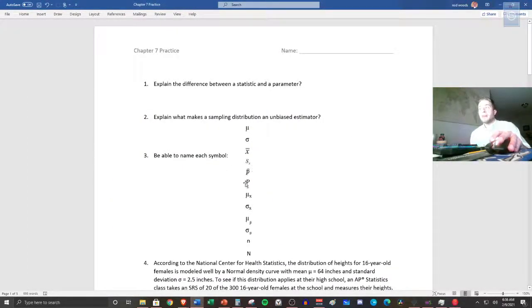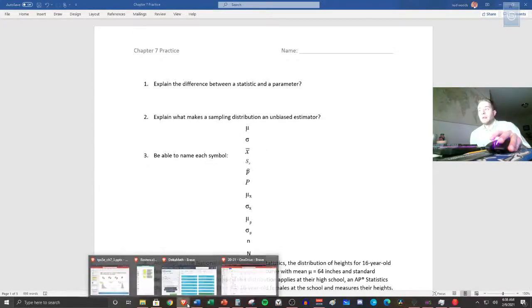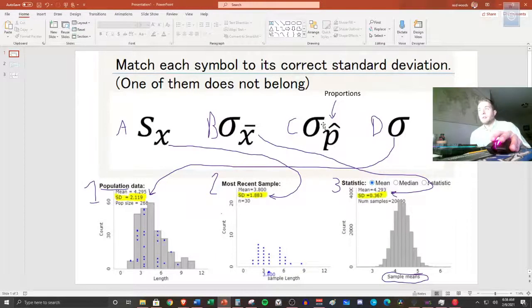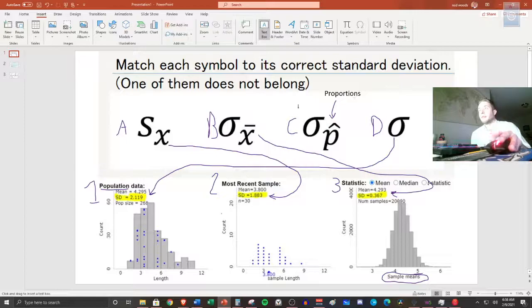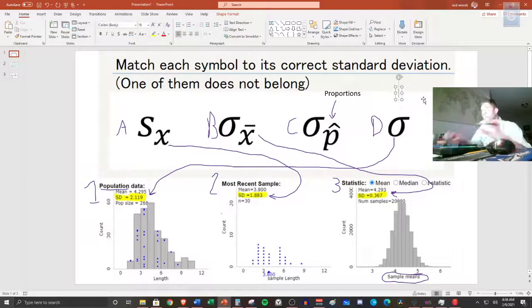So what we have here, S of X, is sample standard deviation. Here's population standard deviation, sample standard deviation. Okay, how would we write these other symbols? I think we've already written it out at least once. This is the standard deviation of the sampling distribution.